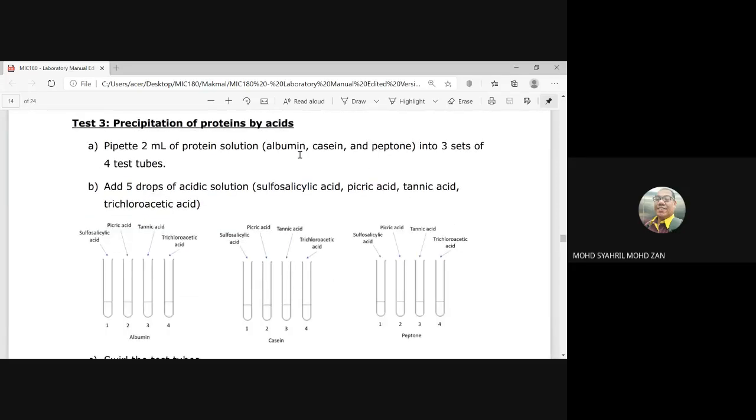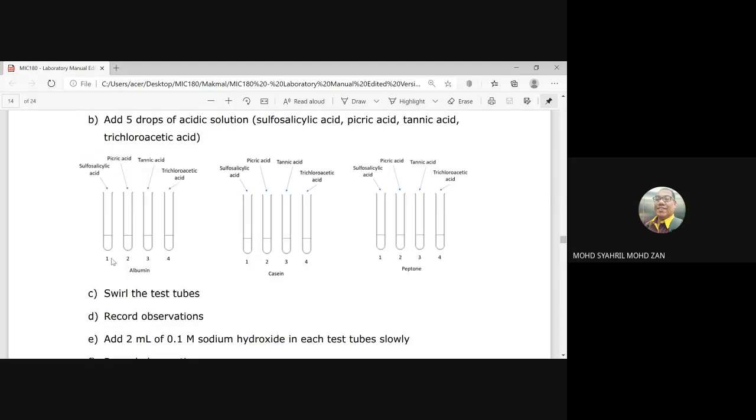Why 3 sets? Because we have solutions of albumin, casein, and peptone. Why 4 test tubes? Because you have to put 5 drops of acidic solution in each of them. Okay, so what type of acidic solution? Sulfosalicylic acid, picric acid, tannic acid, and trichloroacetic acid. Okay, as shown in the diagram, you need about 4 test tubes. So each test tube we have to label 1, 2, 3, 4.